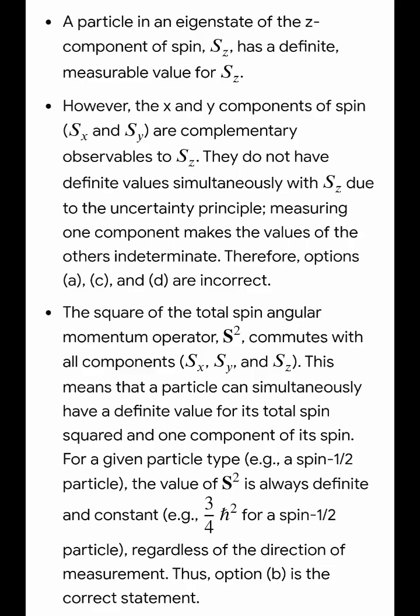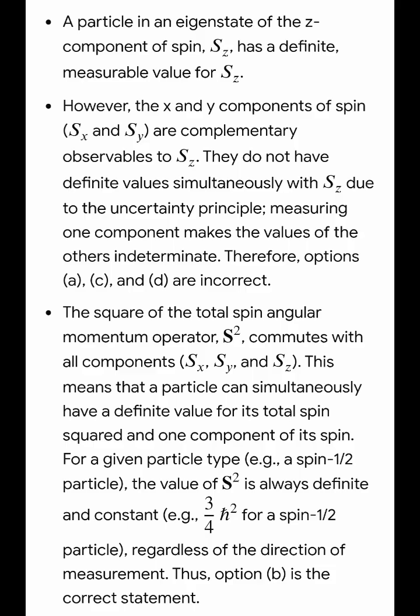However, the x and y components of the spin, that means Sx and Sy, are complementary observables to Sz. Therefore, due to the uncertainty principle, these values cannot be measured simultaneously. So, the options A, C, D become incorrect.